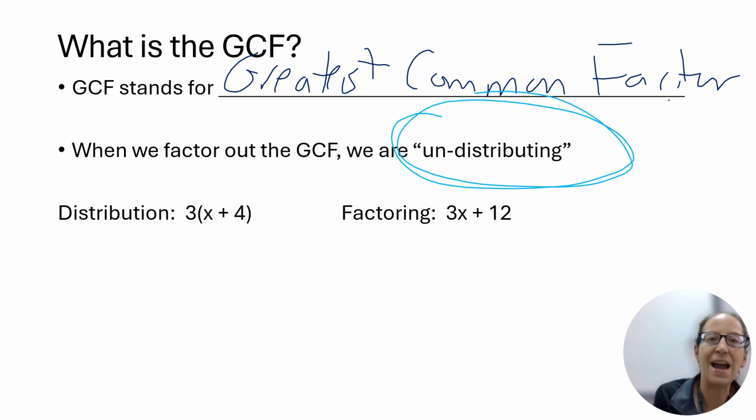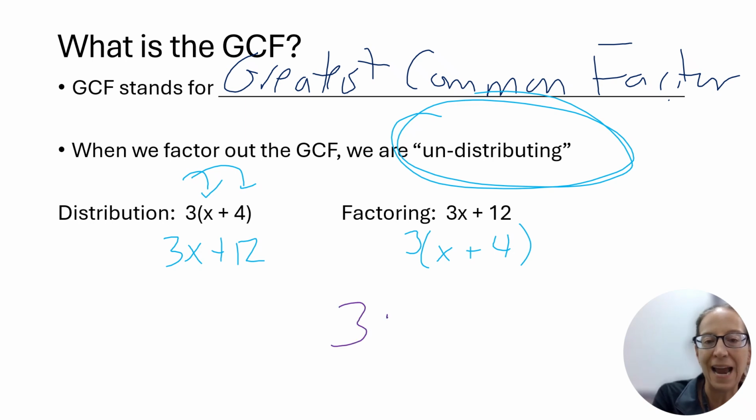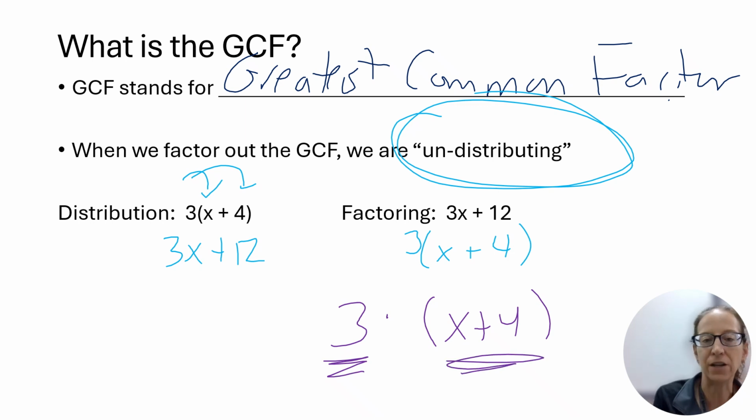So on the left there, I have a distribution problem. We would have 3, and we would distribute the 3 through the parentheses, and we would get 3x plus 12. For factoring, you would be given the 3x plus 12, and you would have to identify what was multiplied through, and you would say, oh, it's 3, and you would go in that direction. So the factors there would be 3 and the x plus 4. So there are 2 factors. The 3 and the x plus 4 are the 2 things that are being multiplied together.